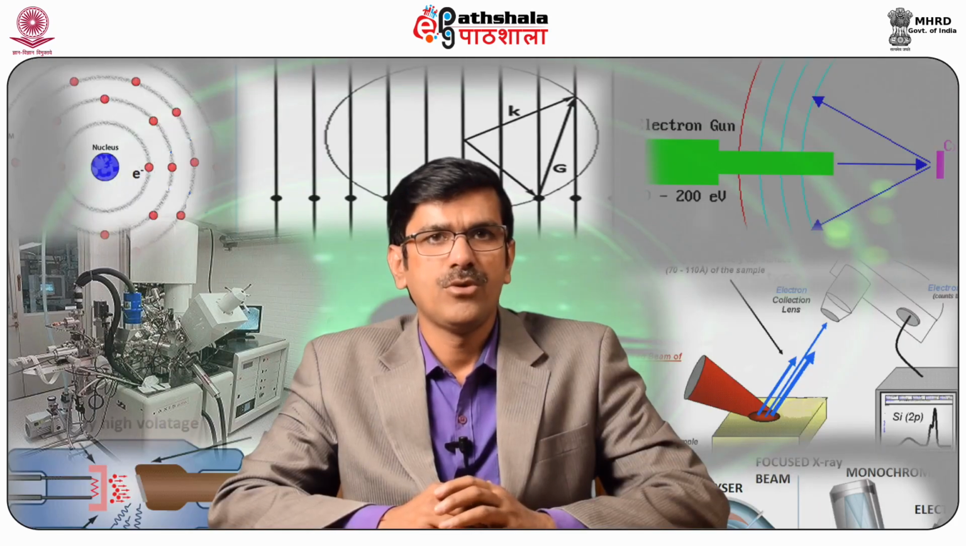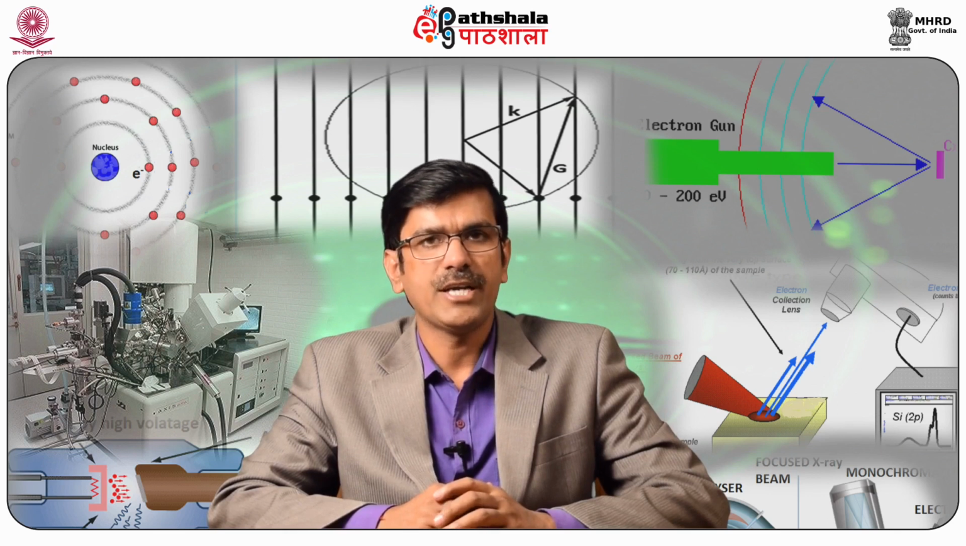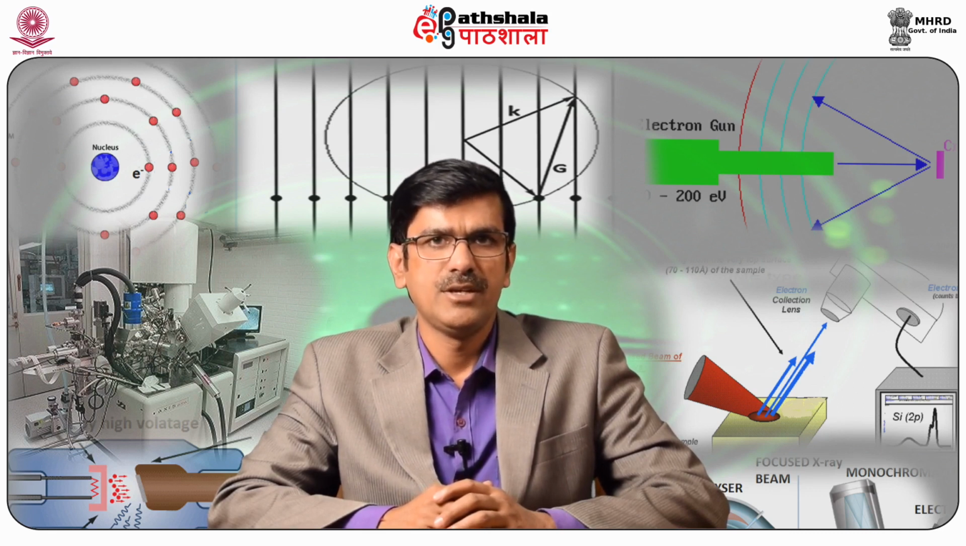Ultra high vacuum or UHV is required in XPS. That is, the vacuum must be in the range of 10 to the power minus 6 to 10 to the power minus 9 Pascal, or 10 to the power minus 8 to 10 to the power minus 11 torr. If vacuum is less than 10 to the power minus 11 torr, then the term extreme high vacuum is used.